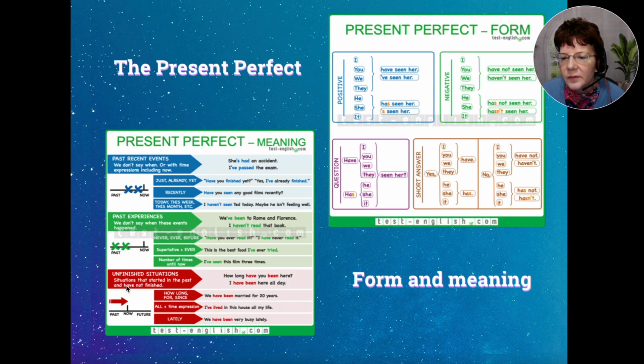And then the third main use is for unfinished situations. These were situations that started in the past and haven't finished yet. An example of this is: how long have you been here? I have been here all day. Right. So we'll look more at these and the signal words in the next slides. Okay.